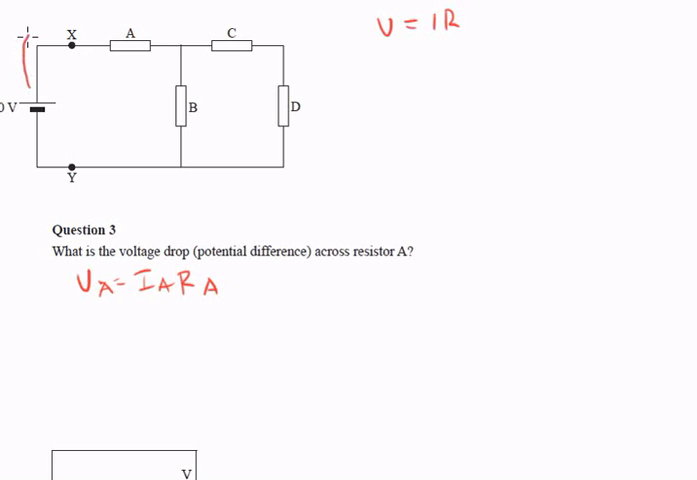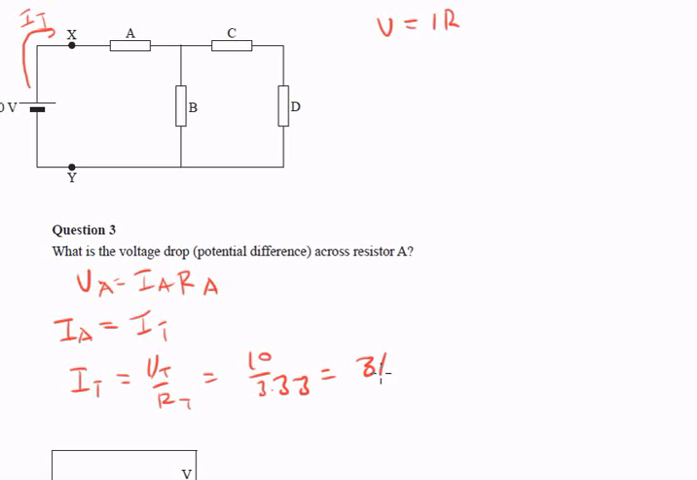But the total current goes through A, so the current through A is the total current. And the total current we've calculated before was V total over R total, which is 10 over 3.33, which equals 3 amps. Therefore, the voltage in A equals I_A R_A equals 3 amps times 2 ohms equals 6 volts.